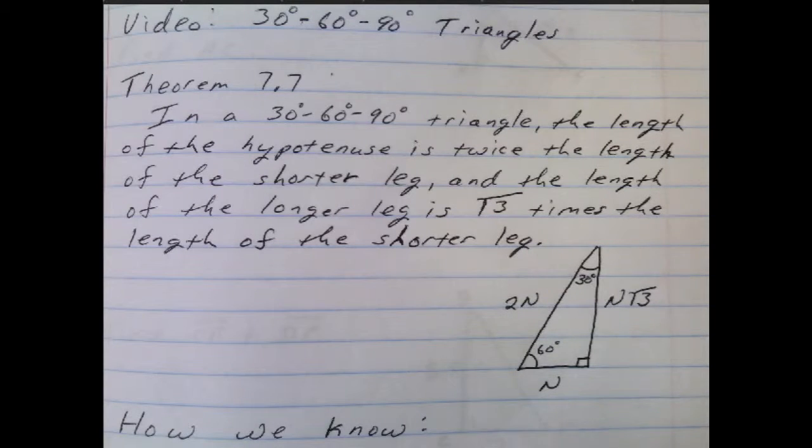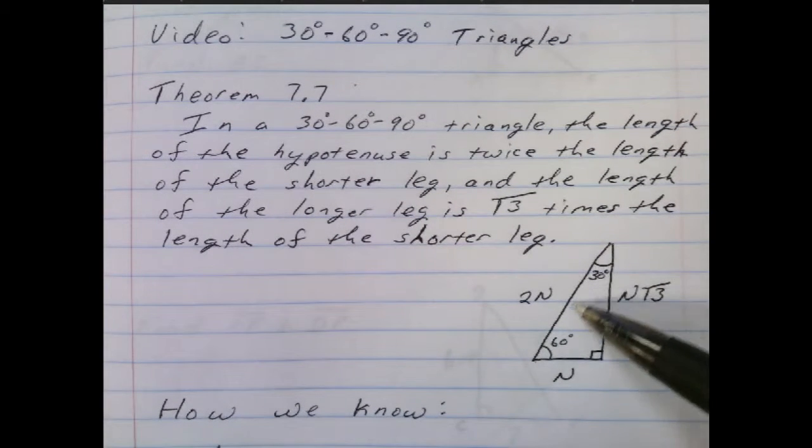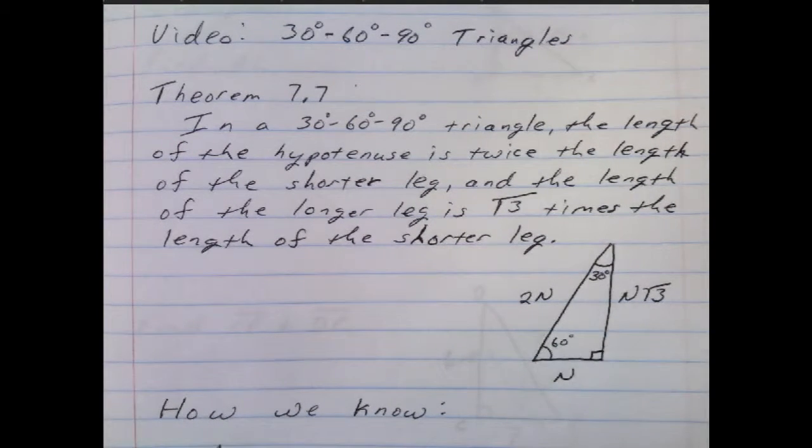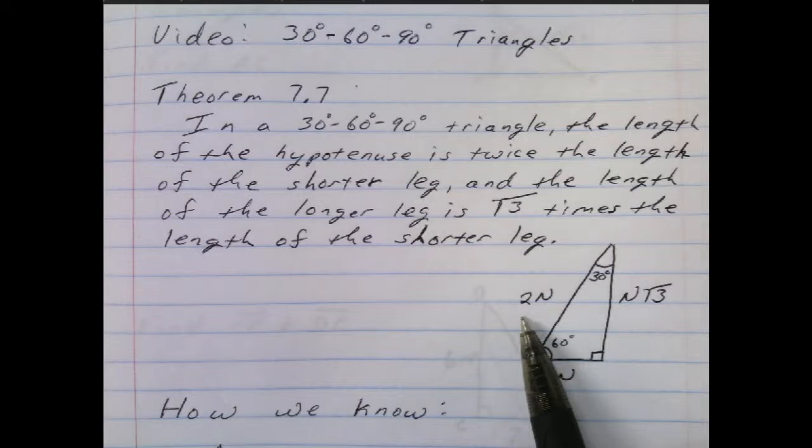Today we're discussing the 30, 60, 90 triangle. So we have a theorem again today. With our 30, 60, 90 triangle, the length of the hypotenuse, remember that's the one opposite of our 90-degree angle, is twice the length of the shorter leg. So we have our shorter leg here, it's twice the length of that. So 2n is how we notate that.